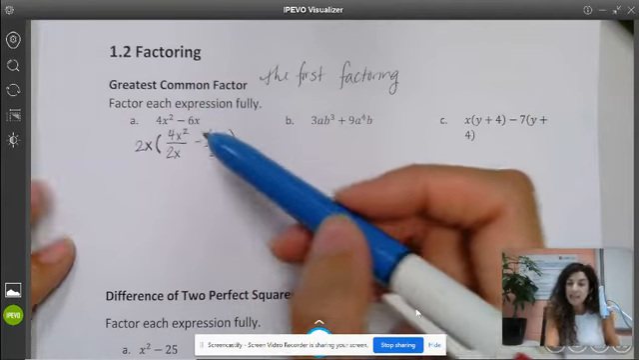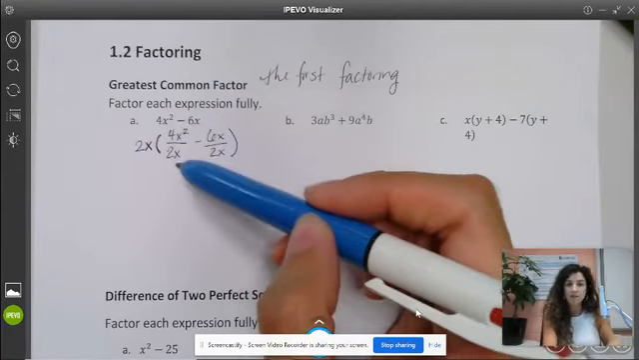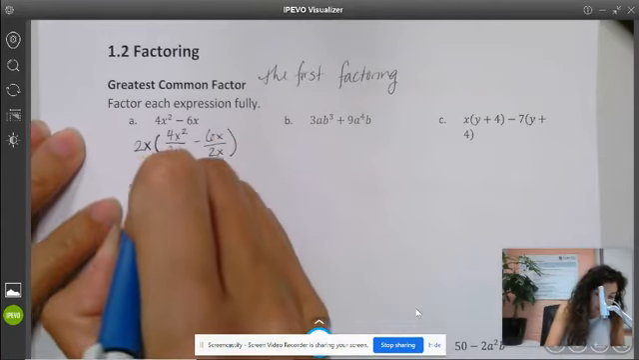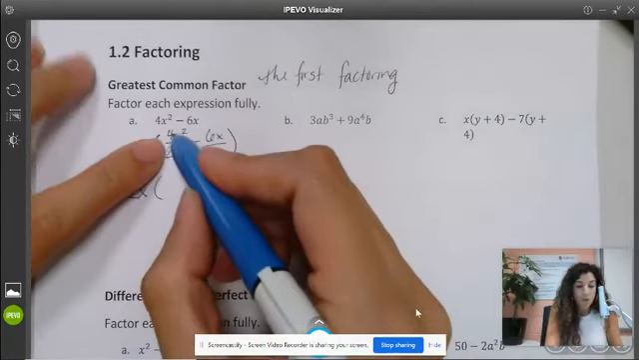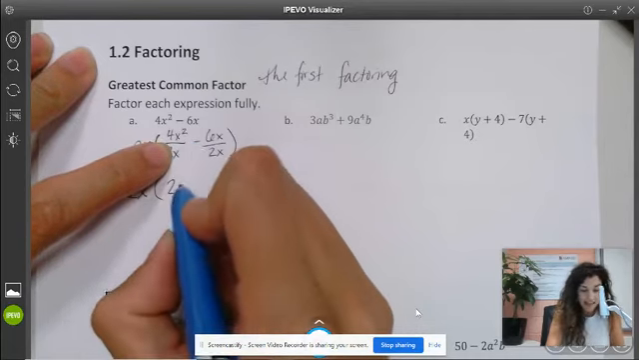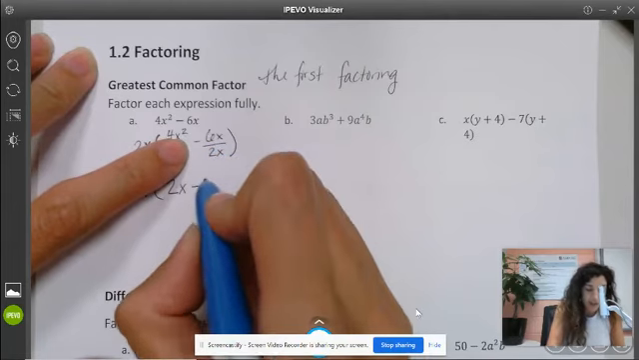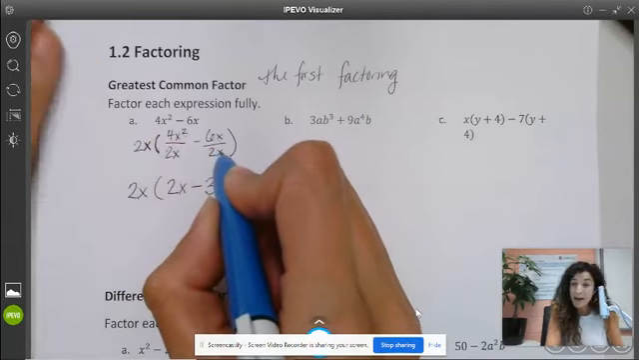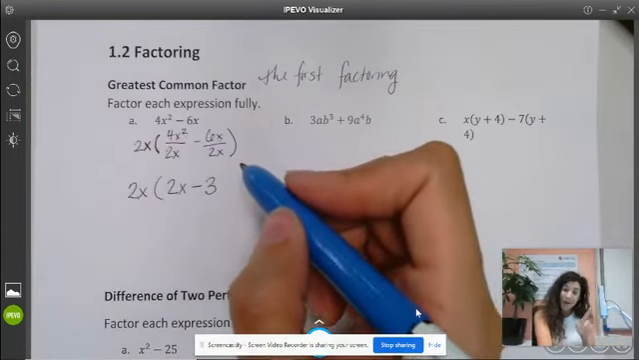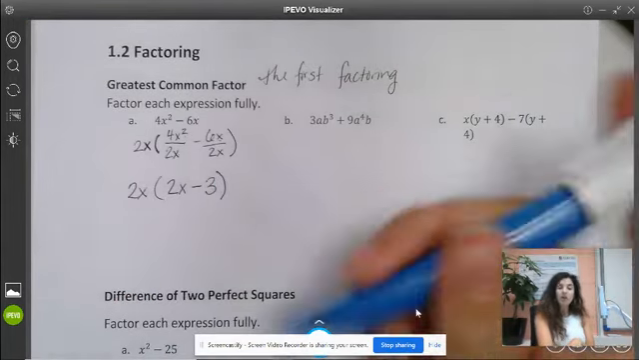You do not always have to write it like this, but that should be the thought process going through your head: 4x squared divided by 2x. So we have 2x out here. 4 divided by 2 is 2. x squared divided by x is x. Minus 6 divided by 2 is 3. And x divided by x is just 1, so it goes away. And this is what we're left with.